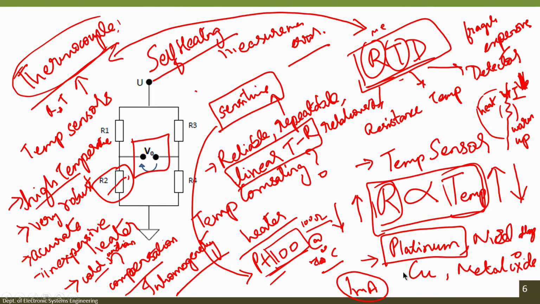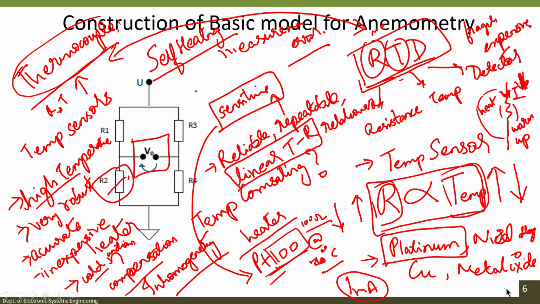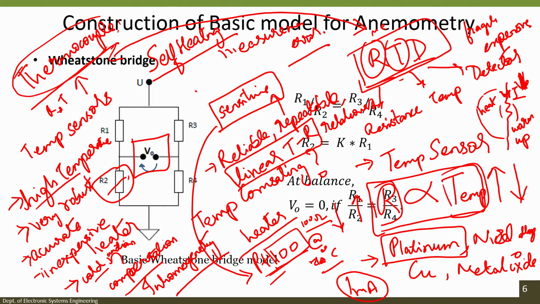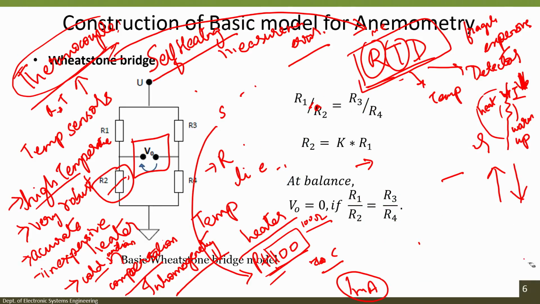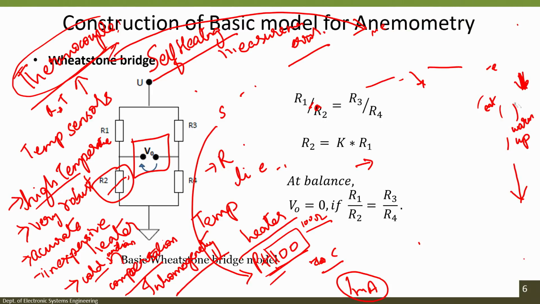Now, let's get into the details of the circuit. So, this was the basic model of the anemometer. This was all about the Wheatstone bridge circuit. Like you can see, the four arms of the bridge, and when they are balanced, the voltage between the two arms is zero. Like I said, if R1 by R2 is equal to R3 by R4, then the voltage difference here remains zero, and this is what you want always throughout your experiment. The V0 should be maintained at zero, that is, the bridge should be balanced.